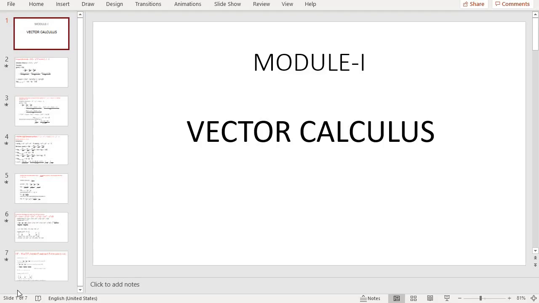Dear student, in the previous class we discussed the basics of vector differentiation. That is, how to apply the dot product and cross product of two vectors, and how to verify whether two vectors are perpendicular or parallel to each other. Then we learned two important definitions, that is operators: one is the vector differential operator and the other is the Laplacian operator.